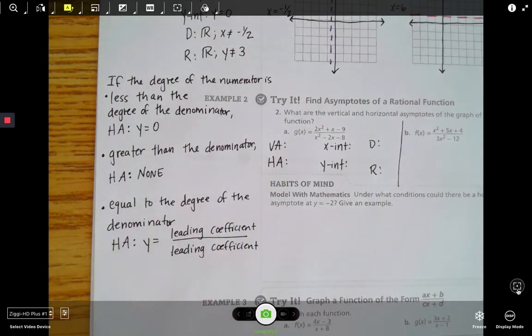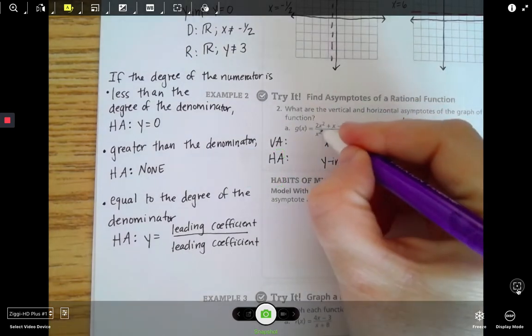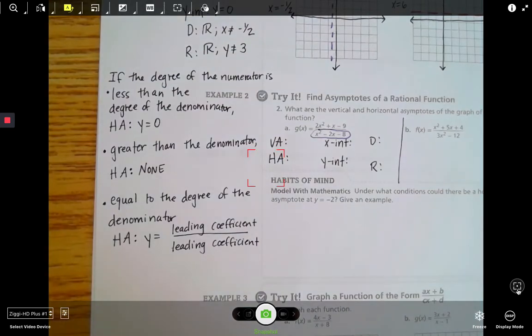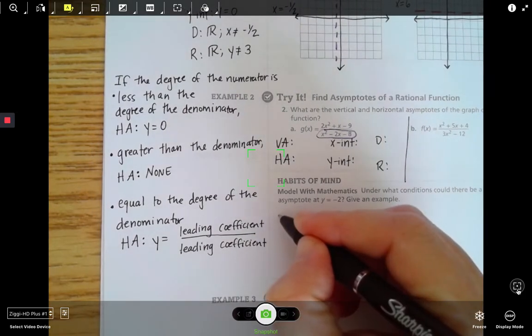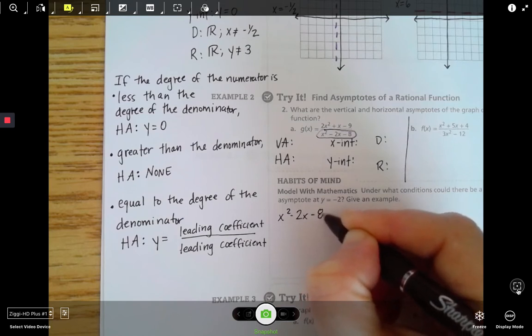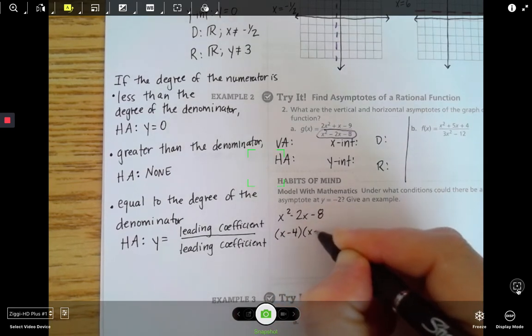All right, so vertical asymptote. Nothing has changed with that. That still comes from your denominator. Okay? Well, you may be thinking, well, what can I really do with this? Guess what? We got to factor this bad boy. So take x squared minus 2x minus 8. That factors into x minus 4 times x plus 2.